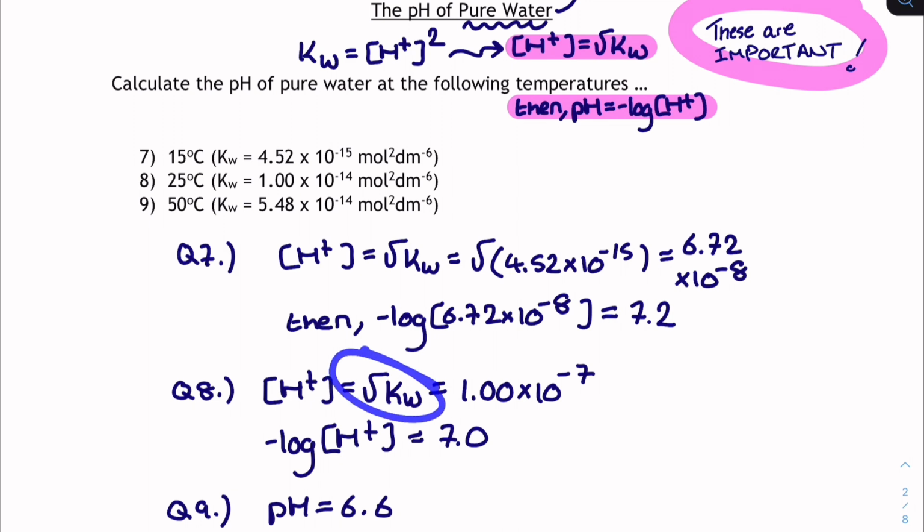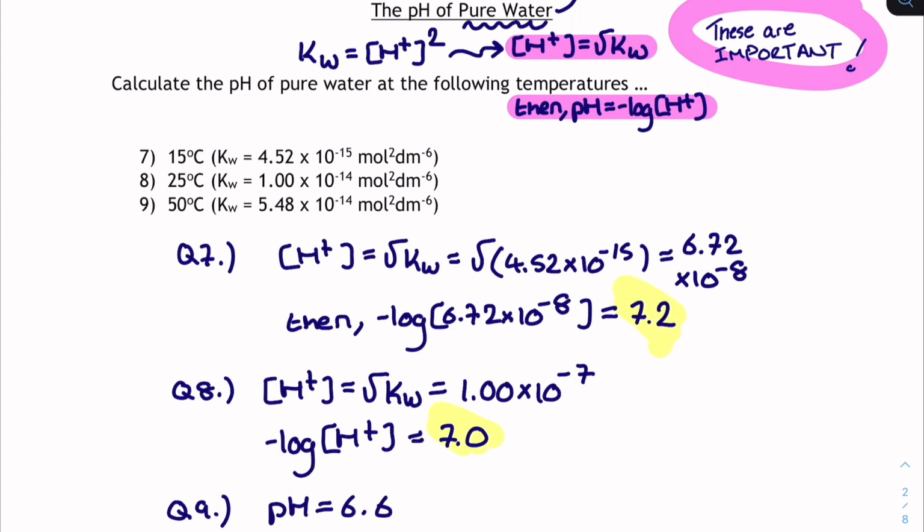And then for question 8, do the same sort of thing. I do square root of Kw. There's my value for the H plus ion concentration. That would actually be the H plus ion concentration of water at 298 Kelvin, 25 degrees C, because that Kw value is the one from the data sheet. And no surprises there then that it gives me the value of 7 for the pH of pure water at 25 degrees C.